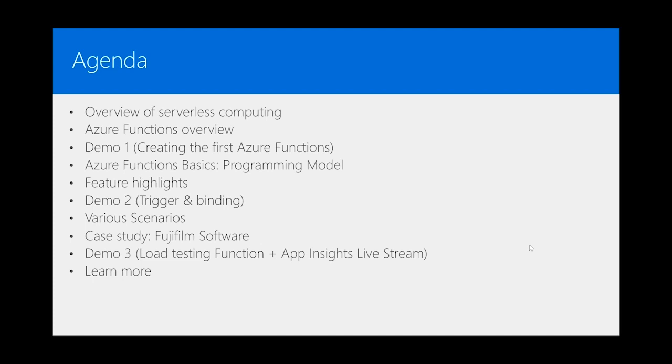We'll then look at the various scenarios you can use Azure Functions for, and then go deeper into one of the case studies, FUJIFILM Software, and how they make use of Azure Functions to power their core business. Lastly, we will conclude the session with the third demo, which I think is a pretty cool demo. It's basically load testing the Azure Functions, and we will monitor it with the App Insights live stream. And without further ado, let's move on.